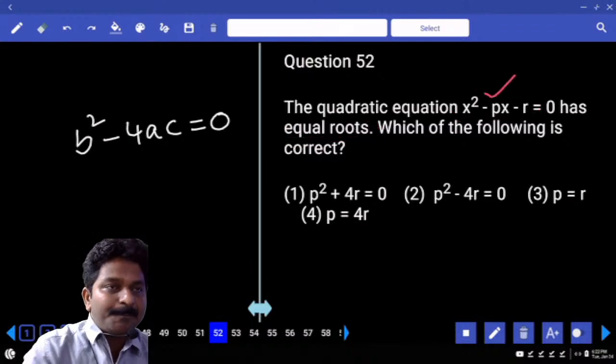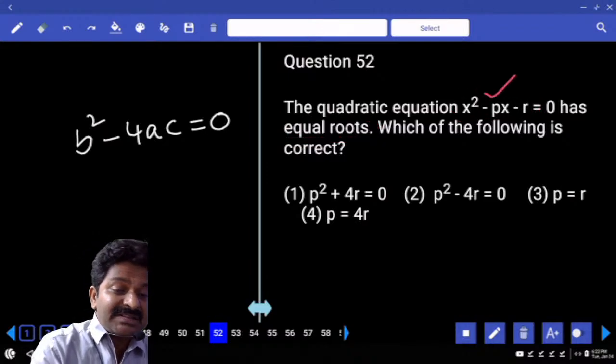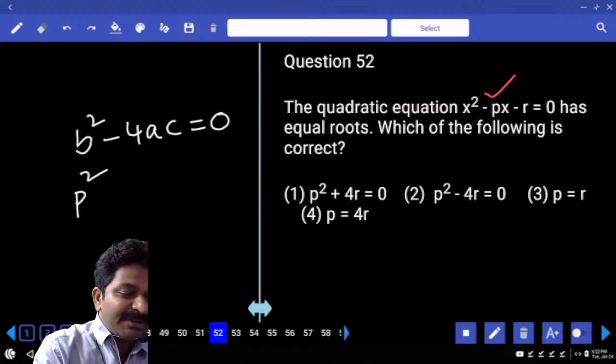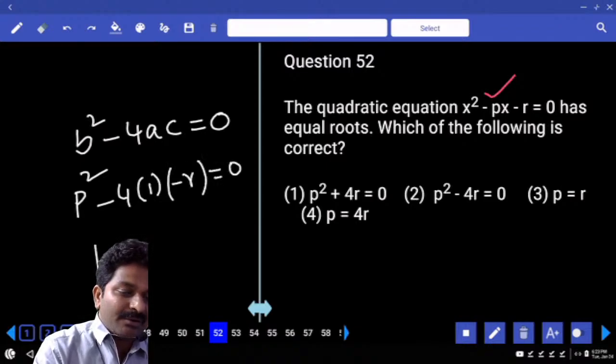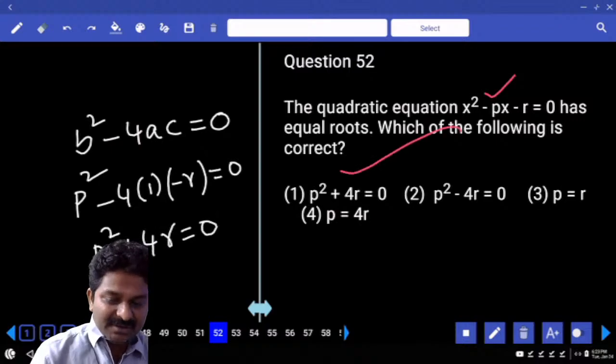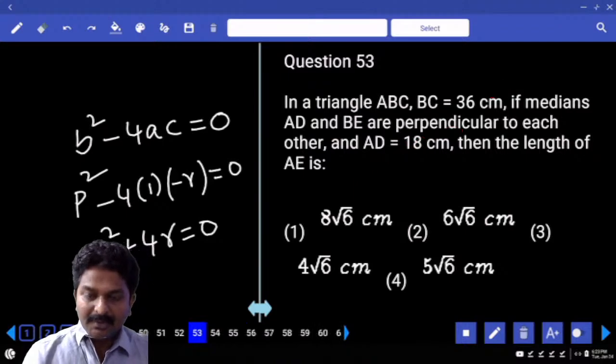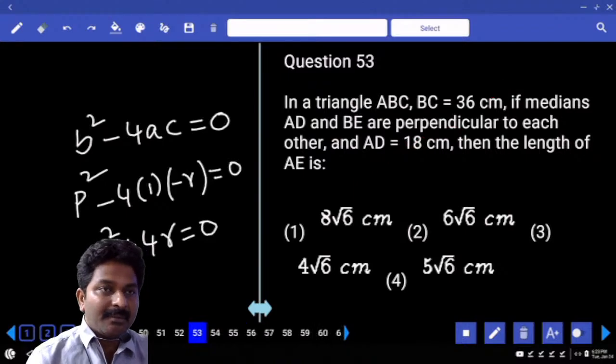What is b value? Minus p whole square, that is p square, minus 4 into what is a? 1. What is c? Minus r. That must be equal to 0. p square plus 4r must be equal to 0. First option. Done? Come on.